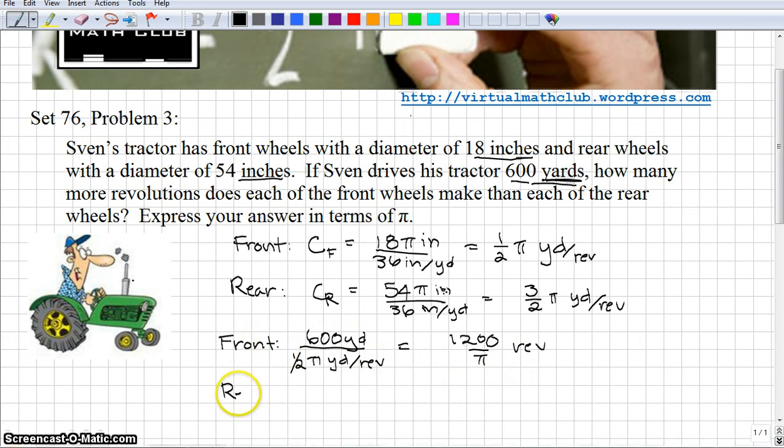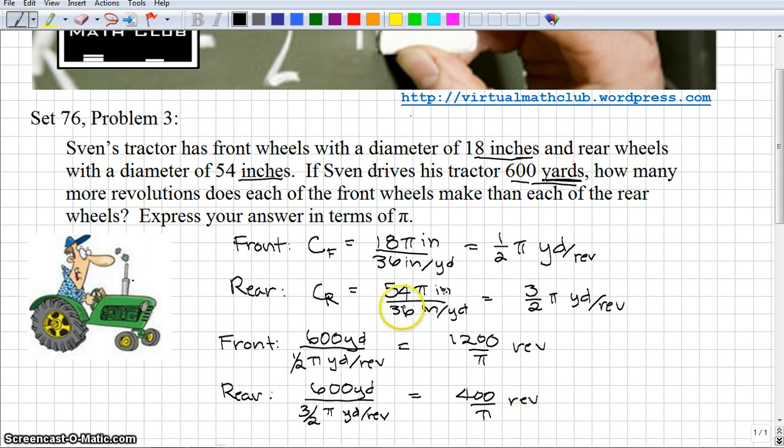Okay, so let's take a look at the rear wheel. We're going to travel 600 yards, so if we divide that into the revolutions for the rear wheel, that's 3/2 times pi, and that's yards for each revolution. And that's going to get us, if we take the 600 divided by 3 and then times 2, 400 over pi revolutions.